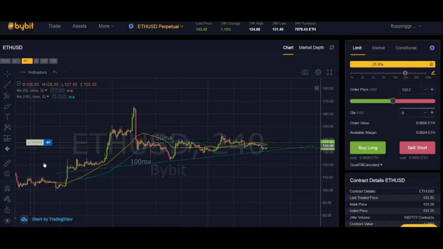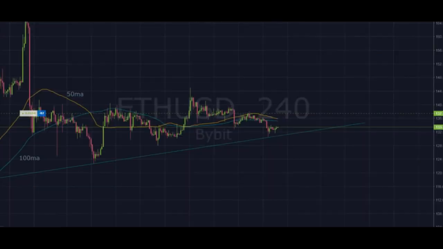This is the flopping groper making a splash yet again with another how-to video on how to place orders and exit positions on Bybit. Alright, so as you can see, here's this ETH position we're in.